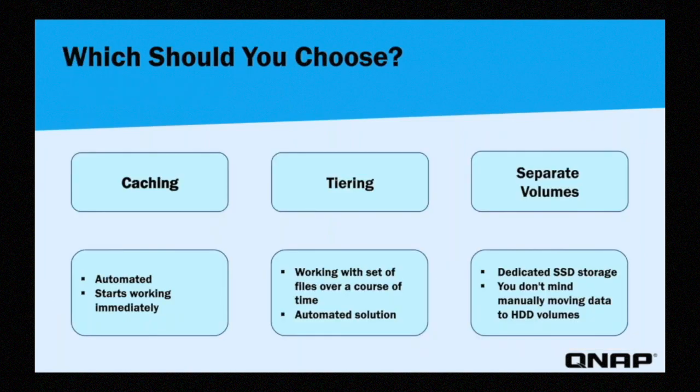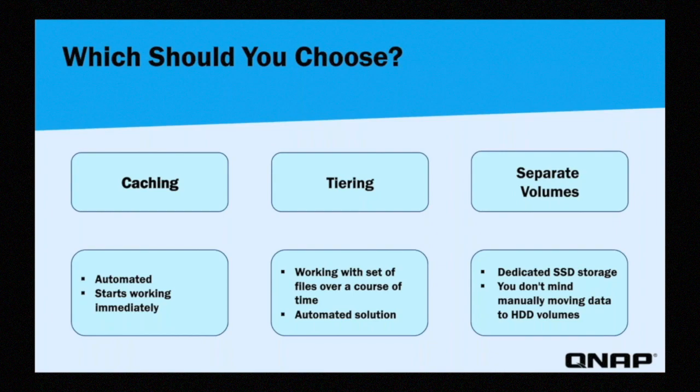So which should you choose? Well, caching can be a good option. To recap, if you want an automated solution that will start working right away and support you working with many different files, caching is the way to go. Tiering is useful if you know you'll be working with a set of files frequently for an extended period of time and you want an automated hybrid solution.